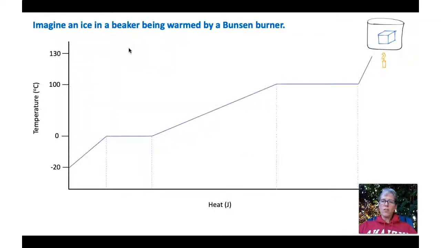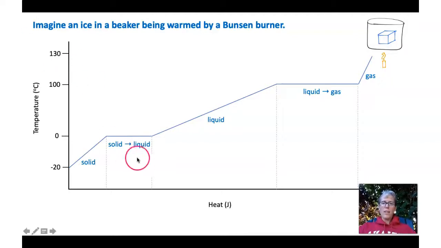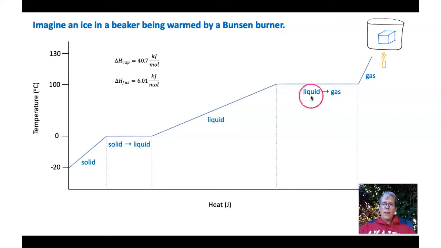So the graph should look something like this. We're going to have two plateaus because there will be two phase changes. We'll have melting on the first one and boiling on the next one. Now, this enthalpy of vaporization is quite a bit more than the enthalpy of fusion. So that's going to mean that this line is going to be longer because it's going to take more heat to boil the water than it will to melt the water.